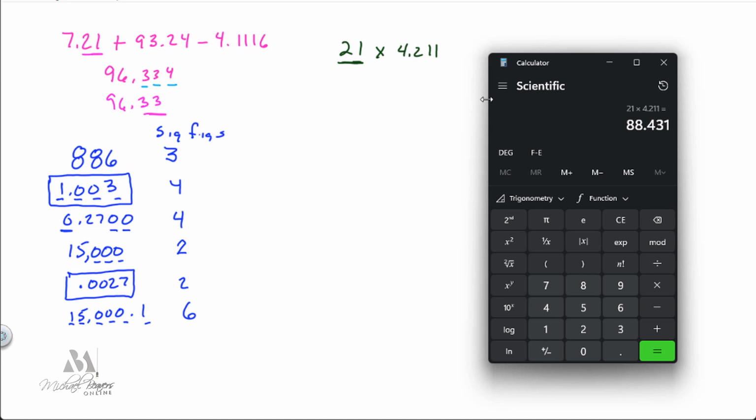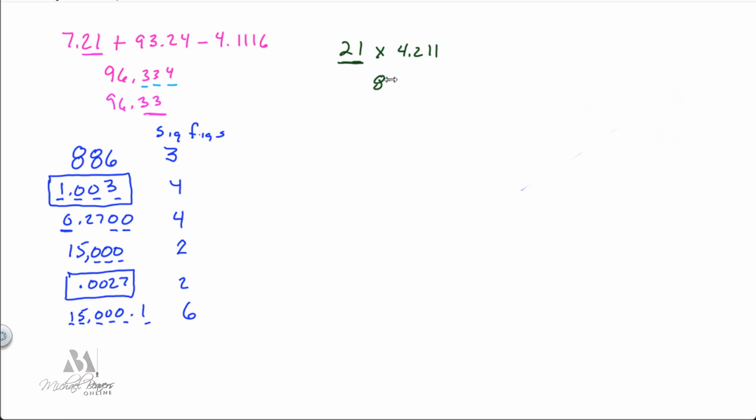So we came up with 88.431. To make this into the correct amount of significant figures, 2, there's the first one, there's the second one. I have to take a look at this third one here and round it. It actually rounds to 0. Right? So we're going to have 88 as our answer.